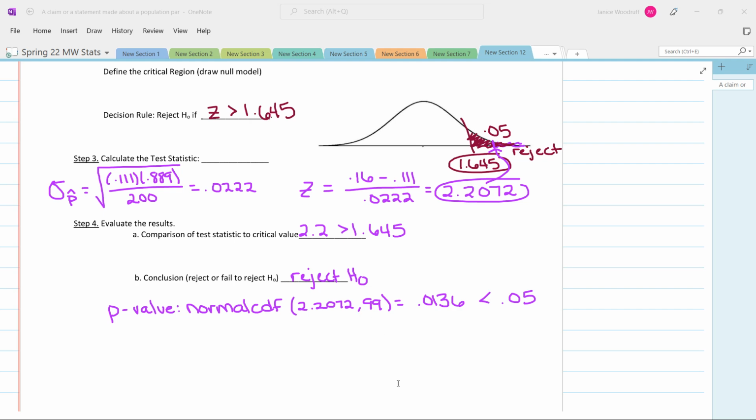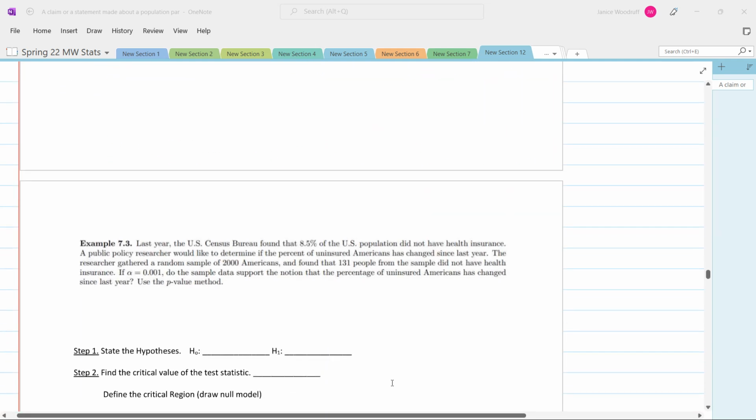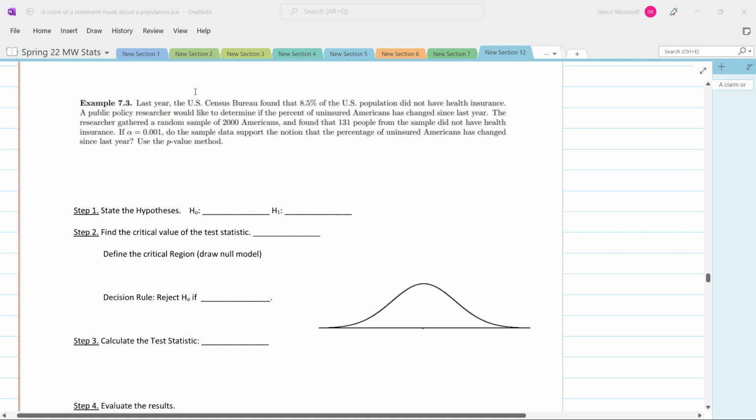All right, let's do another example. Okay, last year, the U.S. Census Bureau found that 8.5% of U.S. population did not have health insurance. A public policy researcher would like to determine if the percent of uninsured Americans has changed since last year. The researcher gathered a random sample of 2,000 Americans, found that 131 people from the sample did not have health insurance. If alpha is 0.001, do sample data support the notion that the percentage of uninsured Americans has changed since last year?